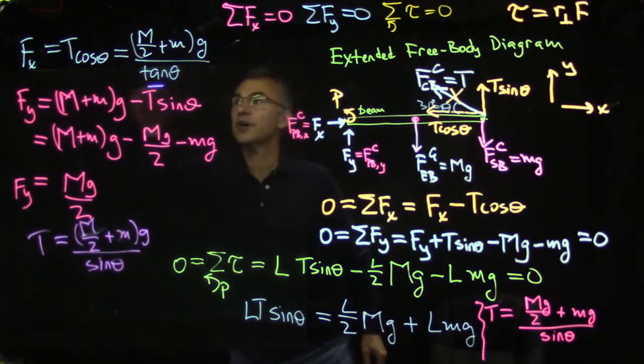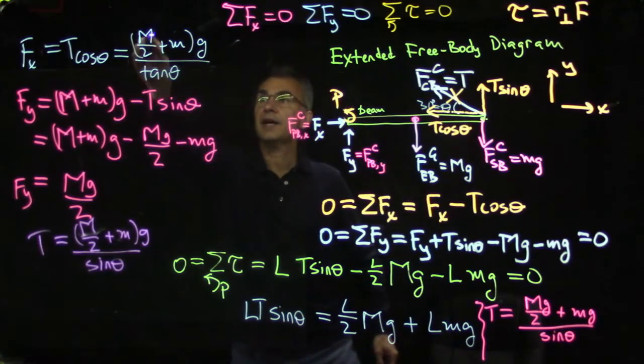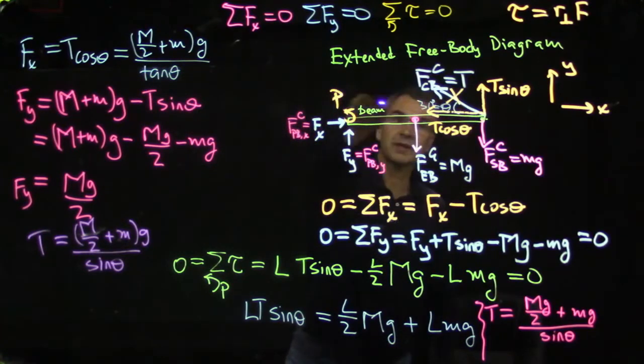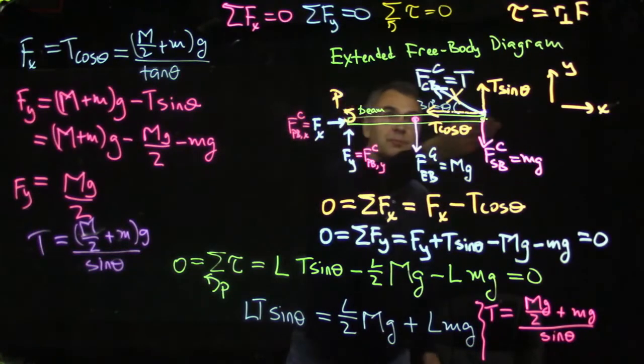And then the horizontal force exerted by the hinge on the beam is half the weight of the beam plus all of the weight of the sign and then divided by tan theta. So the smaller you make this angle with respect to the horizontal, the bigger the horizontal force is that the hinge has to exert to oppose the horizontal part of the tension in the cable.